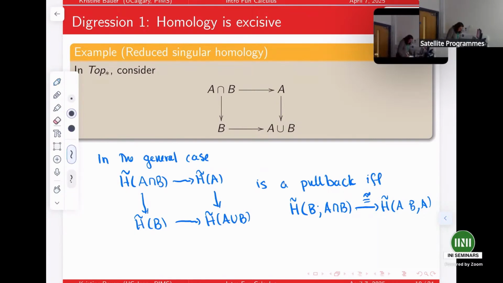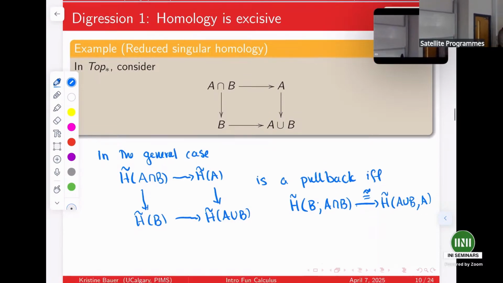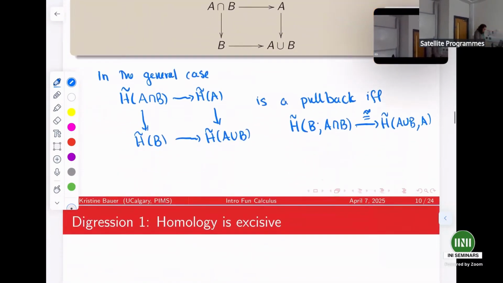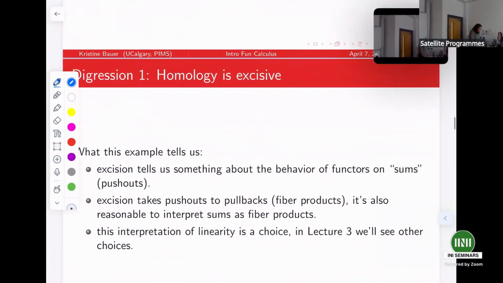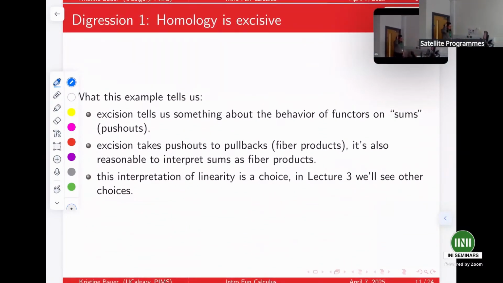So we might wrap up the whole thing there by saying, okay, great. The fact that this was an excisive functor, taking pushouts to pullbacks, gave me the additive property that I was looking for. And it also gives me the thing that I usually think about when I'm thinking about homology excision. So I've got a really nice starting point here in thinking about linearity as excision. All right, so that's the end of our first digression. That's the reason that we want to think about excision.